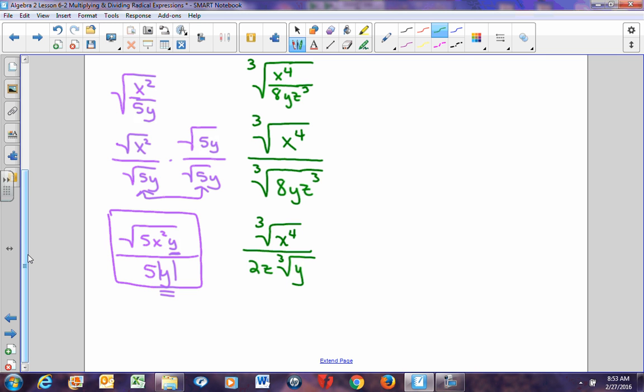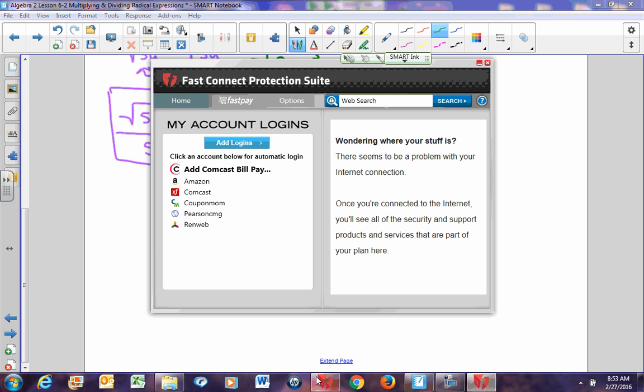Now, if I multiply by the cube root of y over the cube root of y, I would not get rid of the y. Pay attention to this. This is really, really important. Because you might look at this and say, excuse me a second.